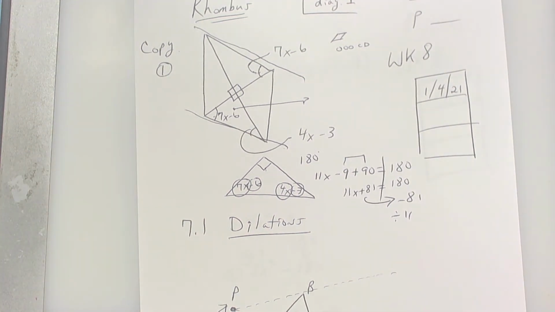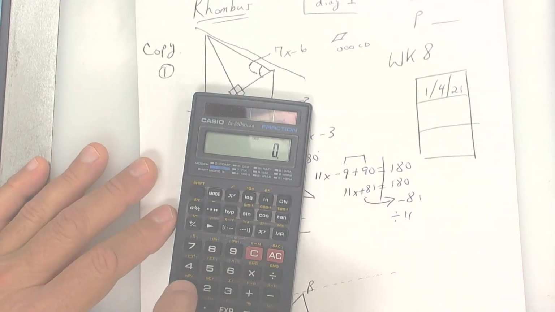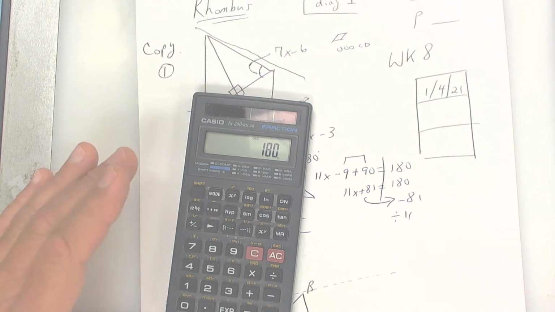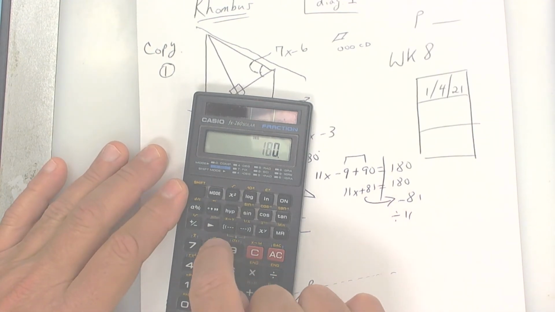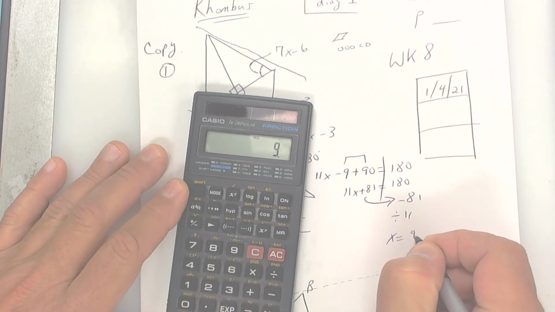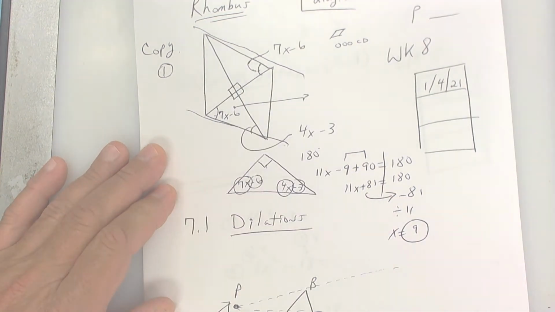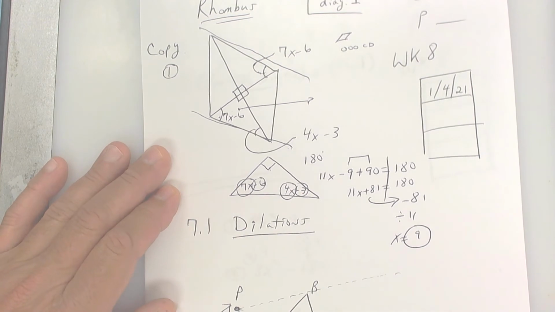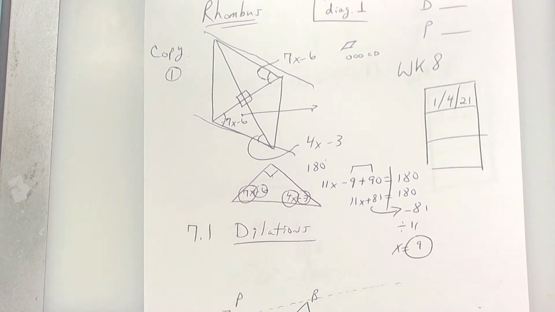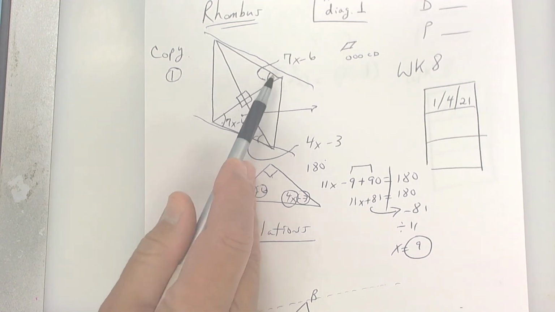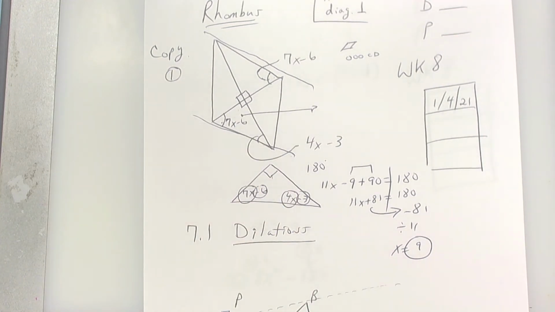Let's take a look here. So 180 minus 81 equals that, divided by 11. So x is equal to 9. Now if you wanted to find these angles, you would plug it back in. Okay, 4 times 9 minus 3. So again, with a rhombus, you need to know that these are 90 degrees. That gives you a triangle. These are alternating interior.